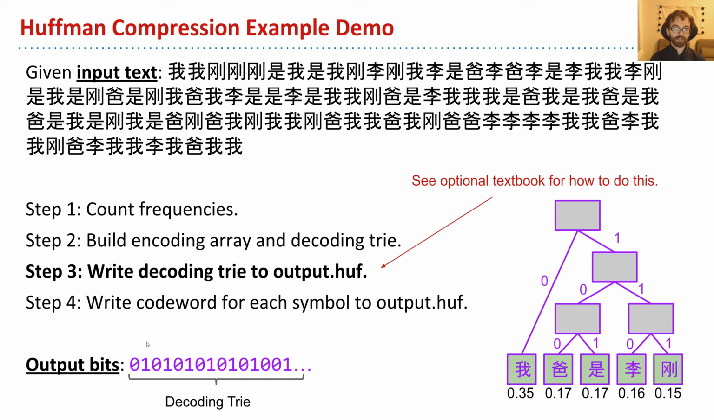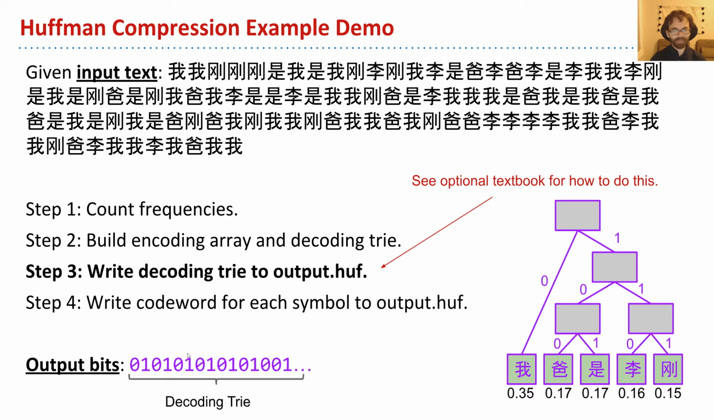Now, in this case, I'm not going to tell you how this works, but the optional textbook does go into some detail about how to actually do this. I'm not going to say here, but suffice it to say, by doing some kind of tree traversal on this tree, we could output it as a sequence of bits. And you might find that interesting to experiment with. Okay, so now that we've written this out to a file, just trust me, there exists a way, below the level of abstraction for this lecture, to take this decoding trie and put it in a file.